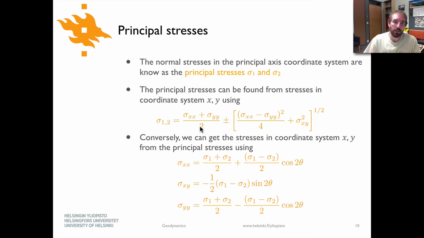So the principal stresses can be found here from the coordinate system xy using this equation. Sigma 1 and sigma 2 are equal to sigma xx plus sigma yy over 2 plus or minus this term on the right side, and note that this is raised to the power of 1/2, so it's the square root of the term on the right side. In contrast, if we wanted to take the principal stresses and use those to figure out what sigma xx, sigma yy, and sigma xy are, we could do that using the equations below. And again, it might be useful to make note of these equations because there's a chance you'll see them in the exercises.